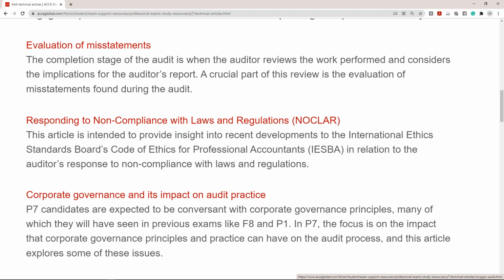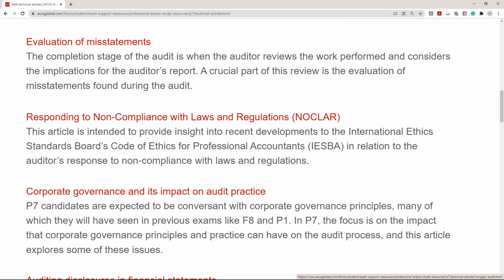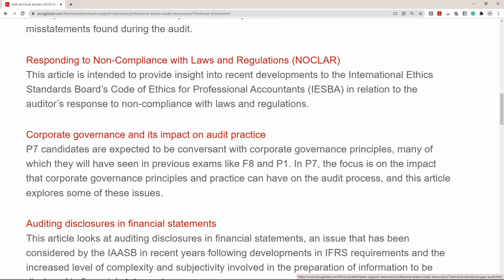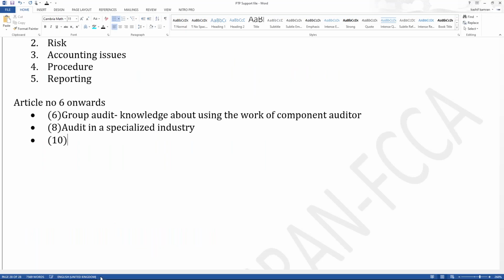Next article, responding to NOCLA. Now this is a wonderful knowledge article. This is something you should know, how an auditor responds to non-compliance. If you're doing an audit of a company and during the audit you find non-compliance with laws, what is the auditor's responsibility for non-compliance? How should the auditor report non-compliance? This is a wonderful article. So the next article you should focus on is not number 9, rather number 10. On number 10 you have responding to NOCLA, non-compliance with laws and regulations.